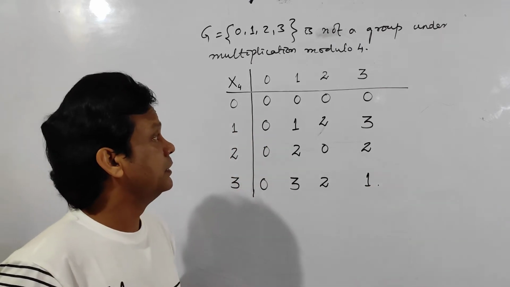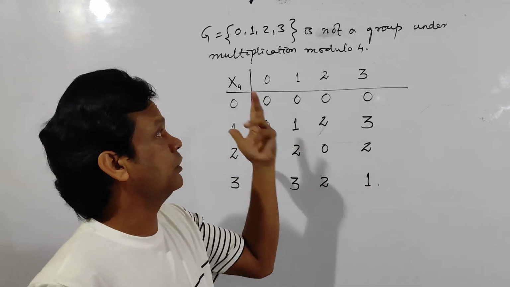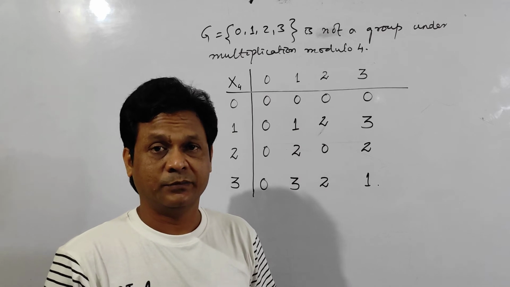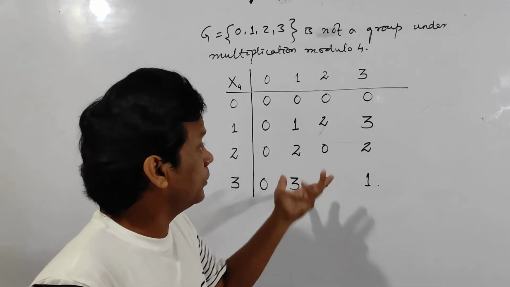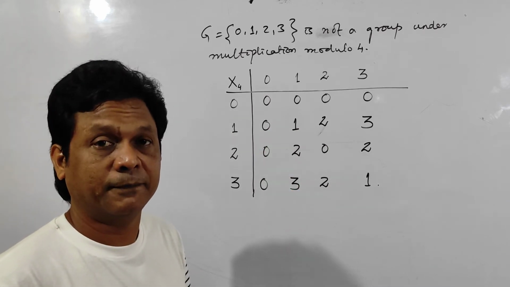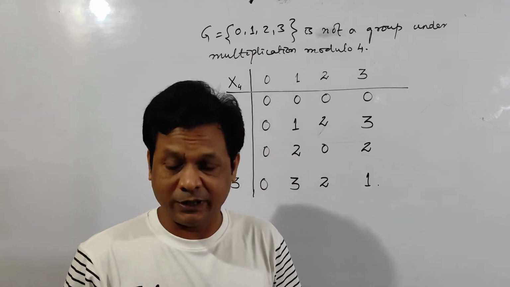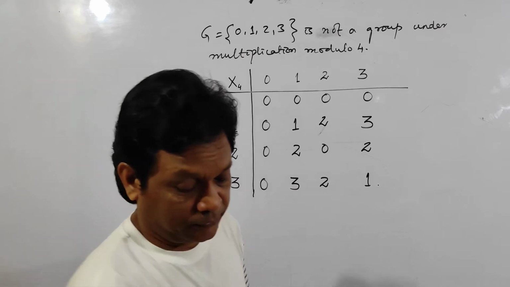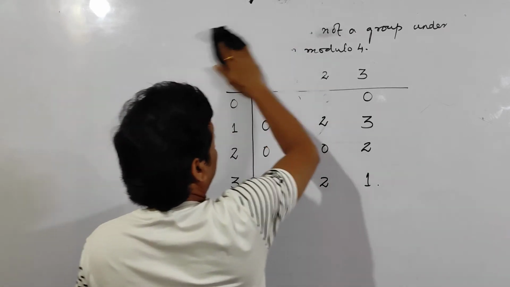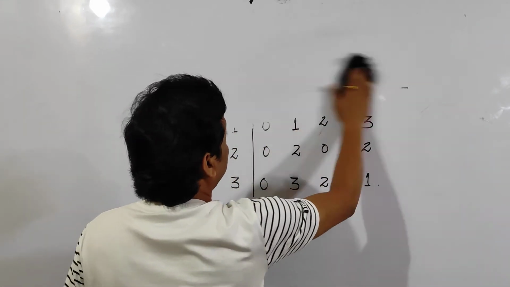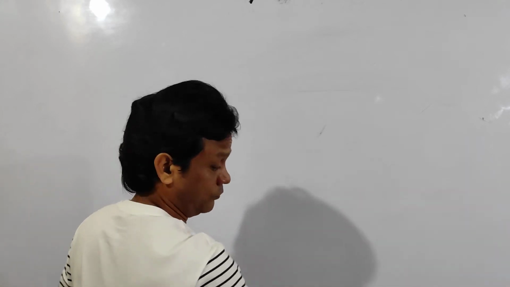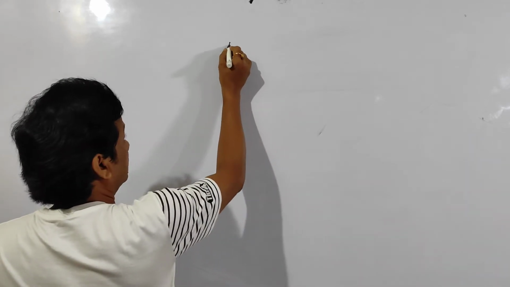So since it does not obey the Latin square, it is not a group. Directly you can write. Clear? This table is not a Latin square. Okay, so this is not a group. Directly you can write. Okay. Now, let us say, what is U of n?